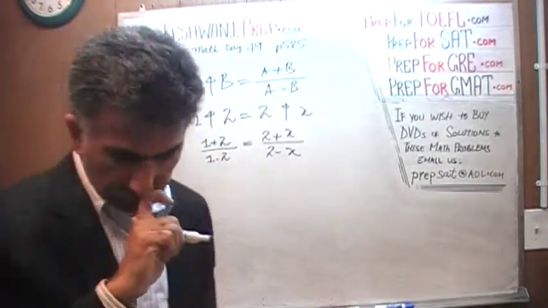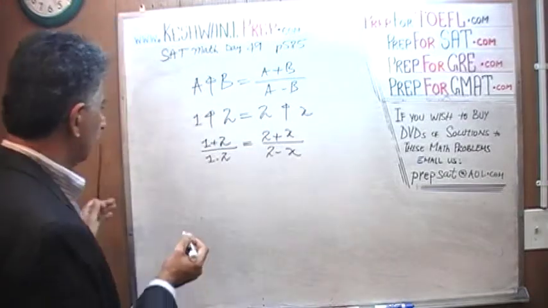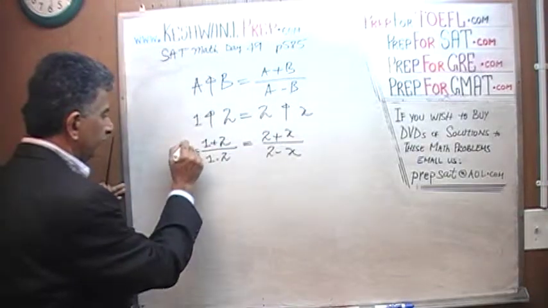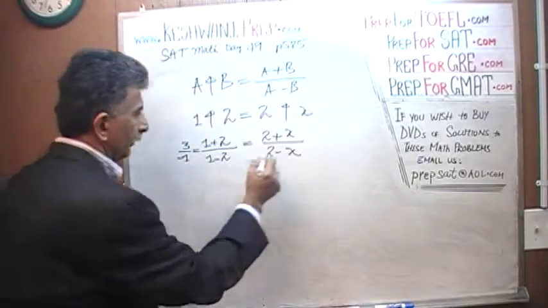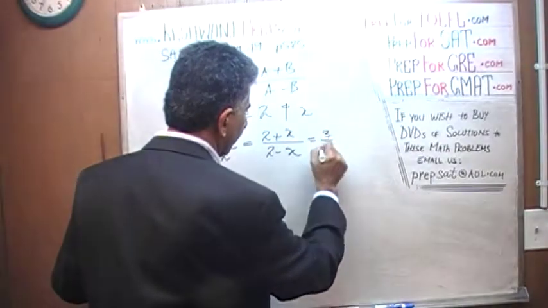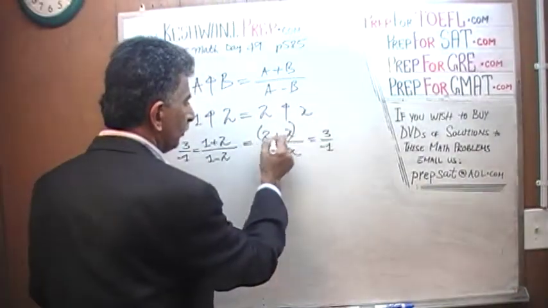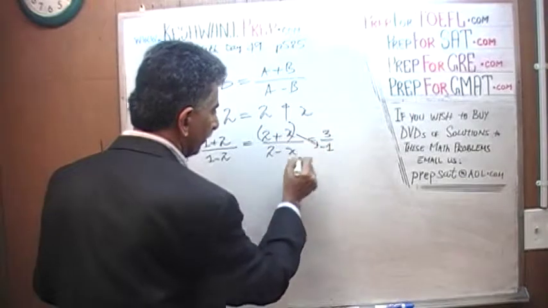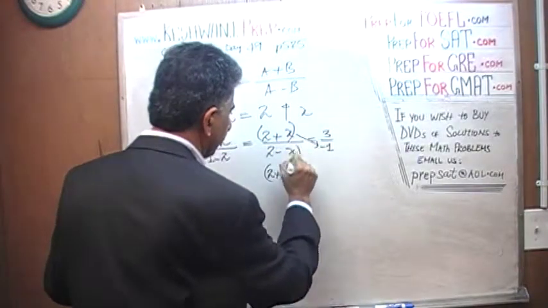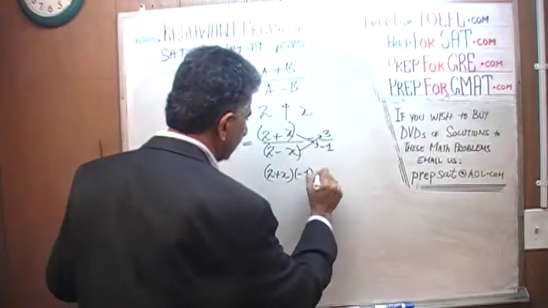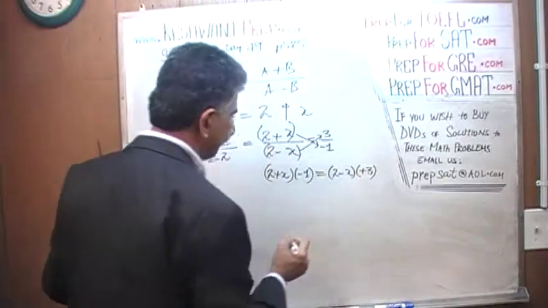And all we have to do is solve for x. It's a simple linear equation. So 1 plus 2 here is 3, and 1 minus 2 is negative 1. So let's put it here so it's easy to see: 3 over negative 1. And then cross multiply. When we cross multiply, we get 2 plus x times negative 1, and here we get 2 minus x times 3.